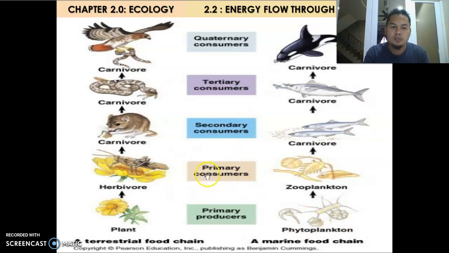The primary consumer for the terrestrial environment is an insect, for example. But the primary consumer in the aquatic environment is usually the zooplankton, a plankton of the animal type, and so on. Some of the energy from the first trophic level going to the second trophic level is also lost.